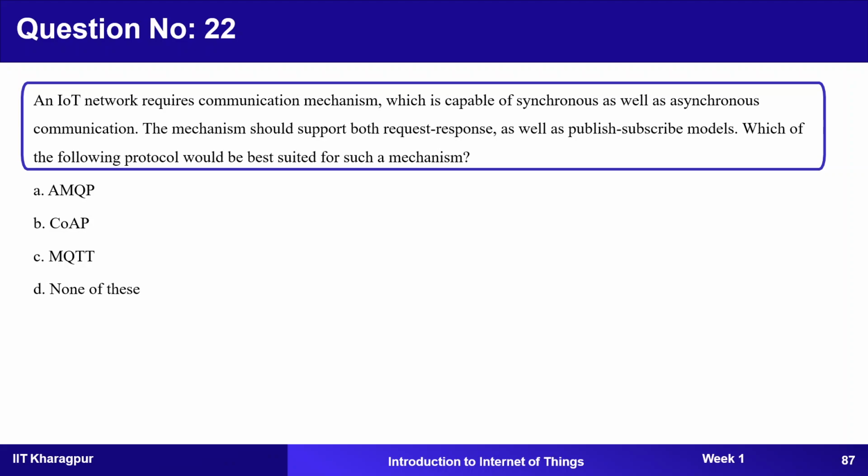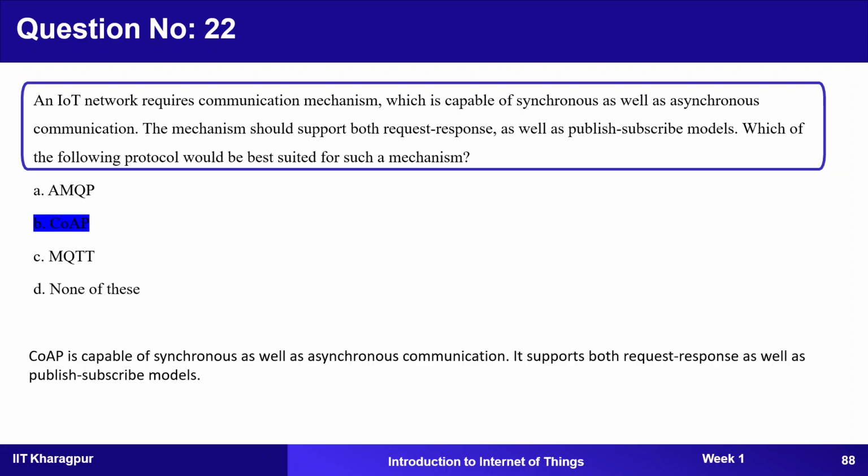Option C. But option C is MQTT, and MQTT is only publish subscribe. We need both request response as well as publish subscribe. B. COAP. Right, COAP. So basically this COAP is suitable in both cases, whenever we require request response or whenever we require publish subscribe kind of thing.